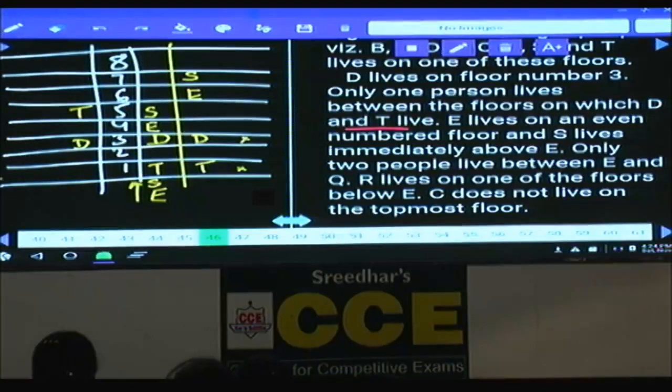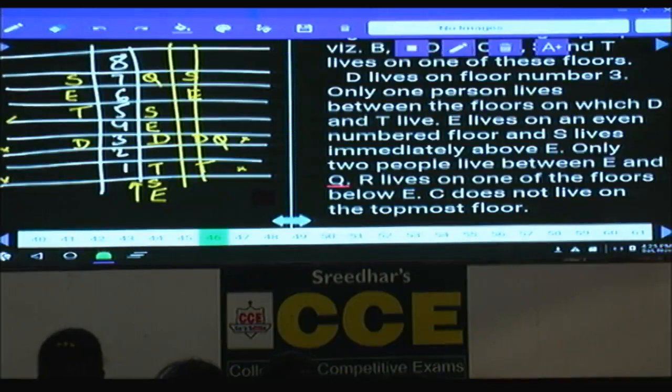Now S cannot be on the first, cannot be on 3, cannot be on 5, and S must be on the 7 and E is on an even number floor. Only 2 people between E and Q. In between E and Q, how many people? There must be exactly 2 people. And so Q must be on the 7th floor. In this one, 2 people between E and Q, D and Q must be in the same place, not possible. And this is ruled out.